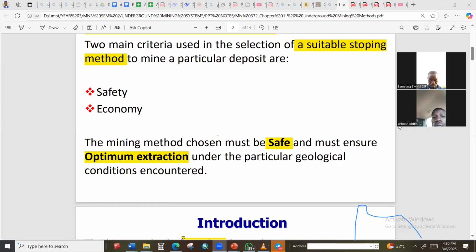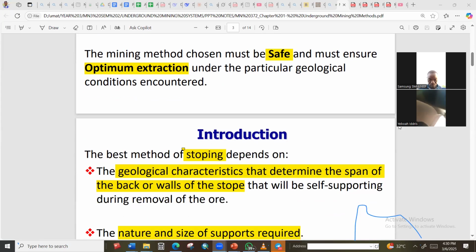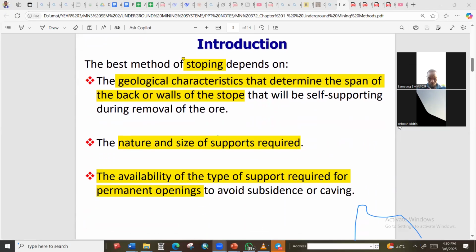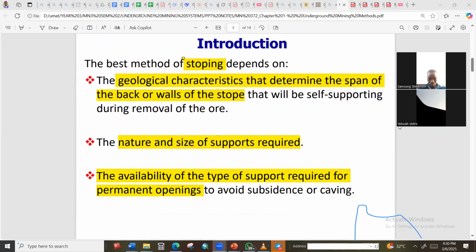Now, after looking at it being safe, you look at the optimum extraction. So with this method that I'm choosing, am I going to get the highest profits? If I'm not going to get the highest profits, I choose a different one. Now, the best method of stoping depends on certain factors. When we talk about stoping, I explained it when we were doing the terminologies. A stope is an area from which ore has been taken or drawn. Now, we don't use stoping in surface mining. The moment you hear stoping, it means you're going underground. So this word is going to be predominant in my explanation.